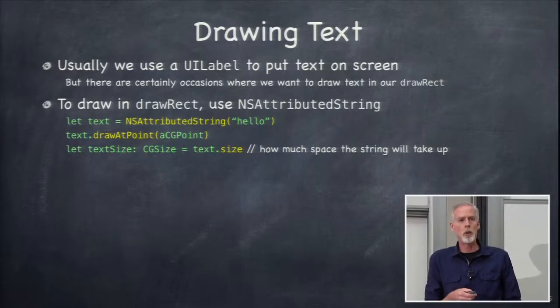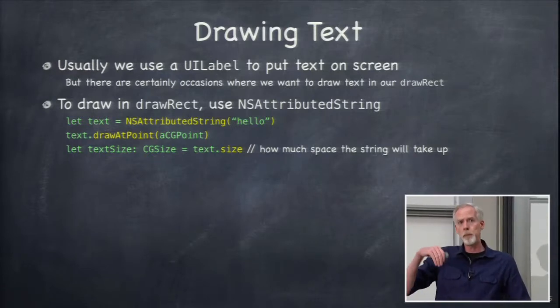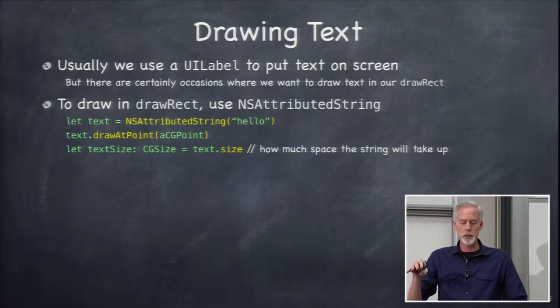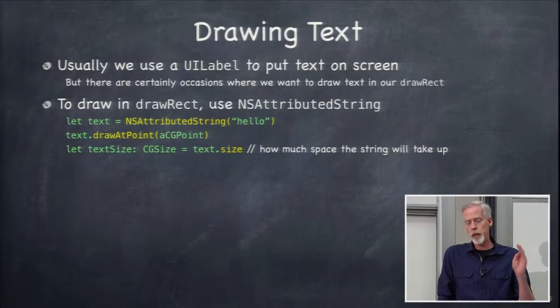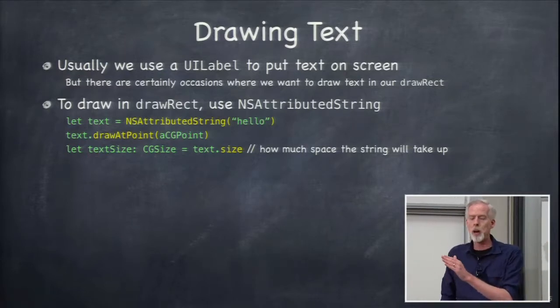I'm not going to do a demo of NSAttributedString, but I'm going to give you some code for your assignment next week, and I'm going to use NSAttributedString in the code I'm giving you, so you'll be able to see an example of how it's used. But basically, an attributed string is a bunch of characters and some attributes on those characters.